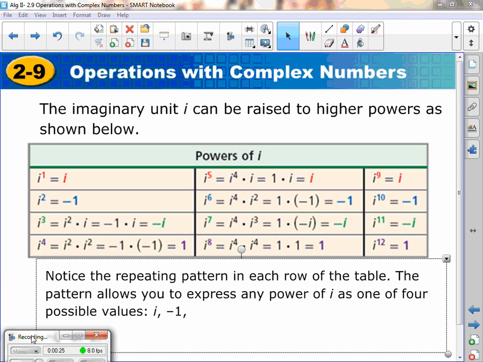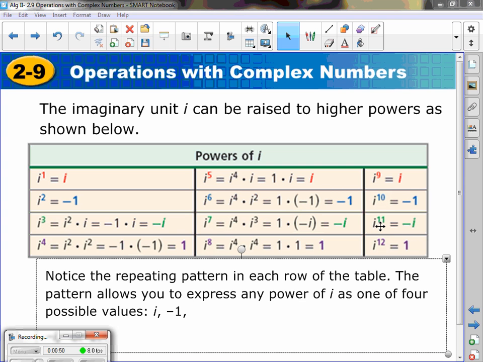A way to look at it is how many pairs of i, how many i squareds will go into this. I have 1 i squared. 1 i squared gets me -1, and I'm left with 1 i. I to the fourth, I have 2 i squareds. 2 is even. An even number of negatives gives you a positive.